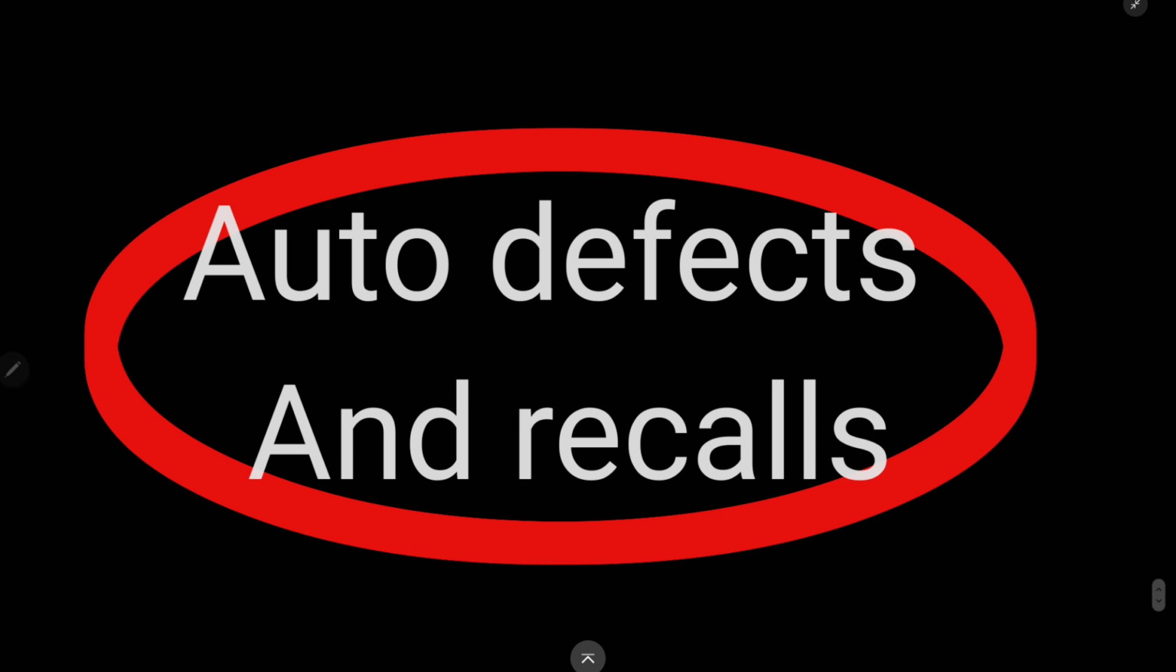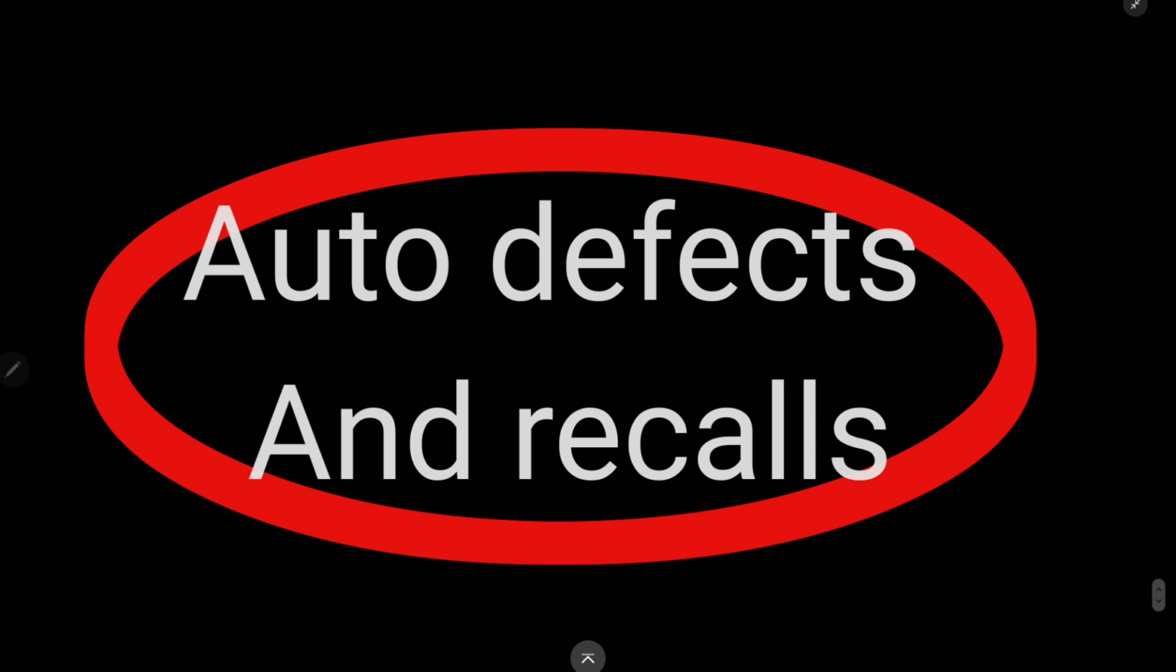Why do recalls matter? Recalls are issued to protect the public from defective products that can cause harm. Without recalls, unsafe vehicles would continue to be on the road, putting drivers, passengers, and pedestrians at risk. A recall could involve a simple fix, like replacing a part, or a major repair, such as replacing an entire system in the vehicle.